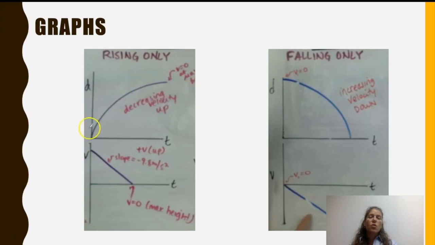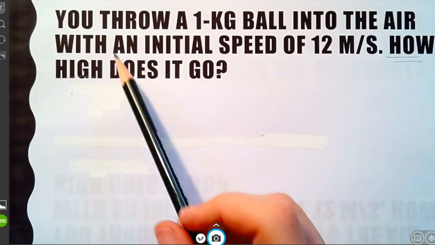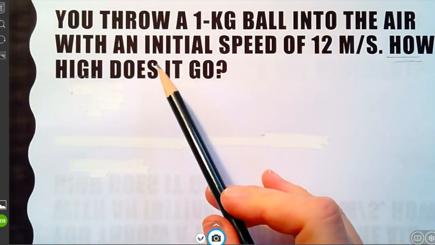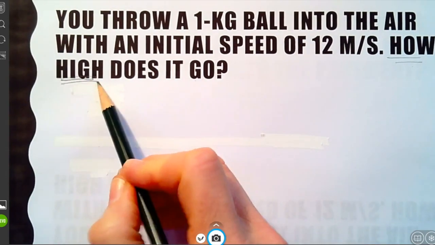So of course, if you're only rising or you're only falling, you'll just have a section of that graph. To solve this problem, we're going to start by making a drawing of this ball that's thrown up into the air with an initial speed of 12 meters per second. And we're trying to find how high it goes.